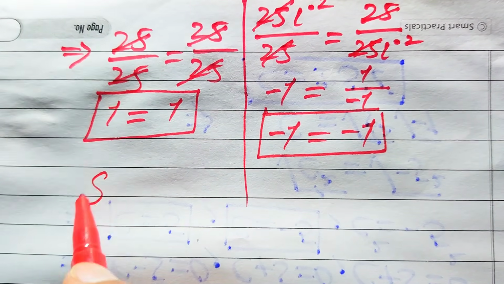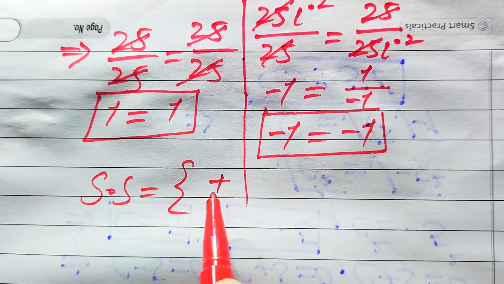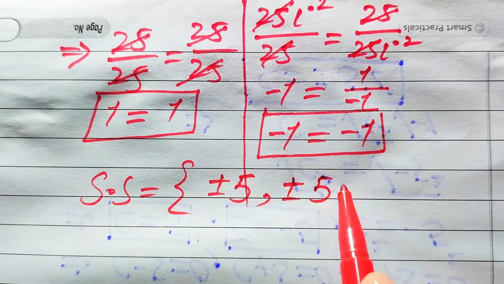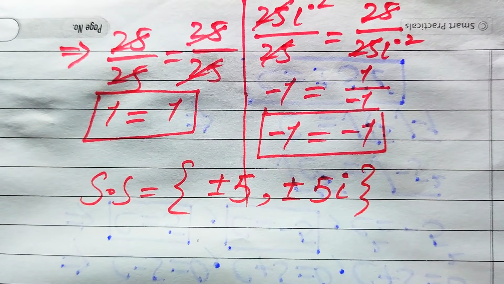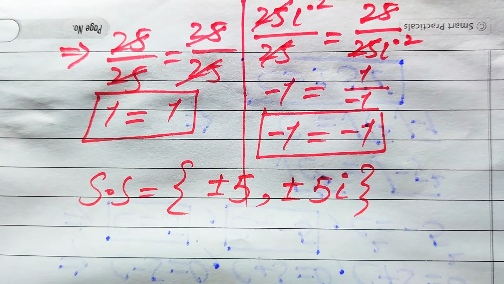So finally we have the solution set of the given question is plus minus 5 and plus minus 5 iota. So this is our final answer of this question, and thank you so much for watching this video.